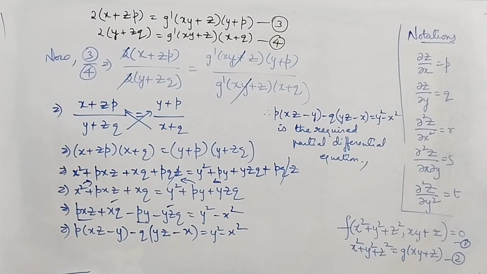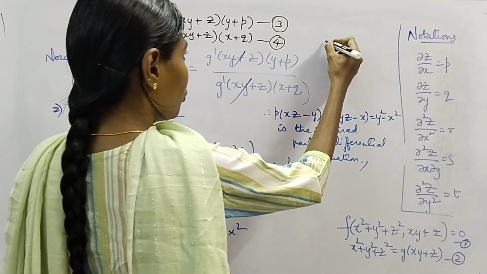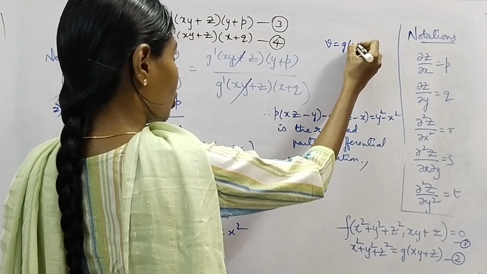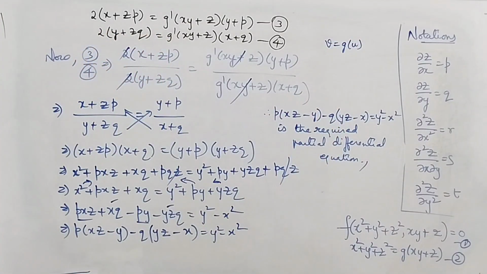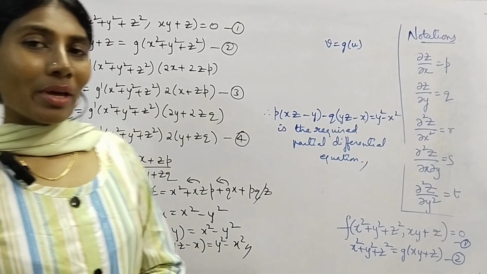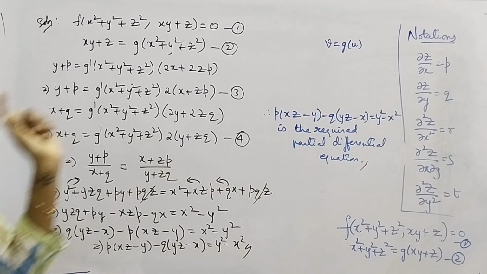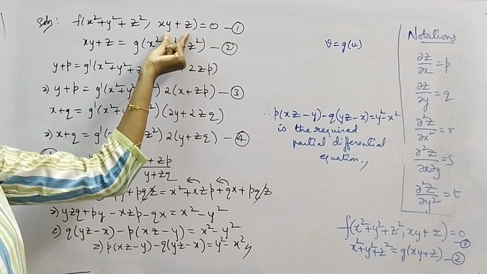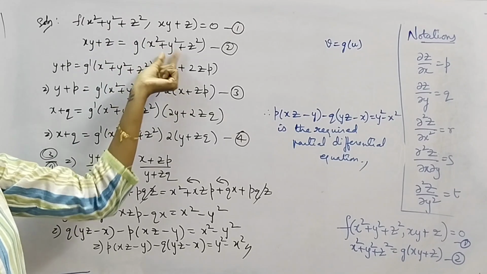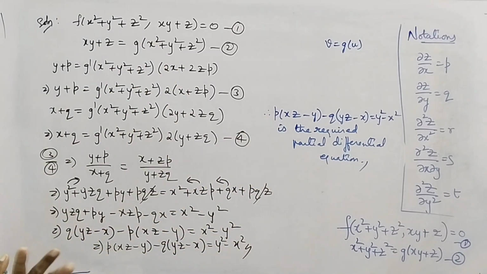This completes the problem. Now let's see how to find the solution using v equal to g of u. Well, so this is how we'll solve the problem using v equal to g of u. So you'll get the same answer.